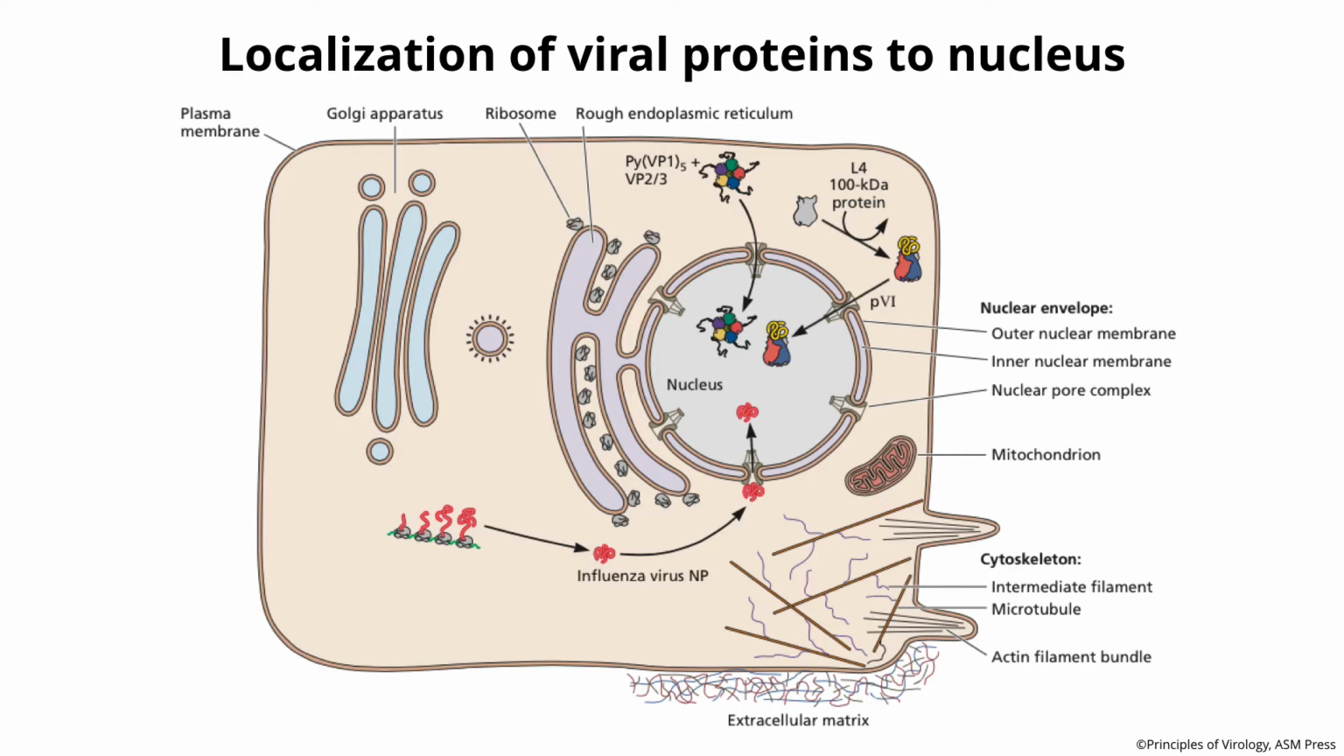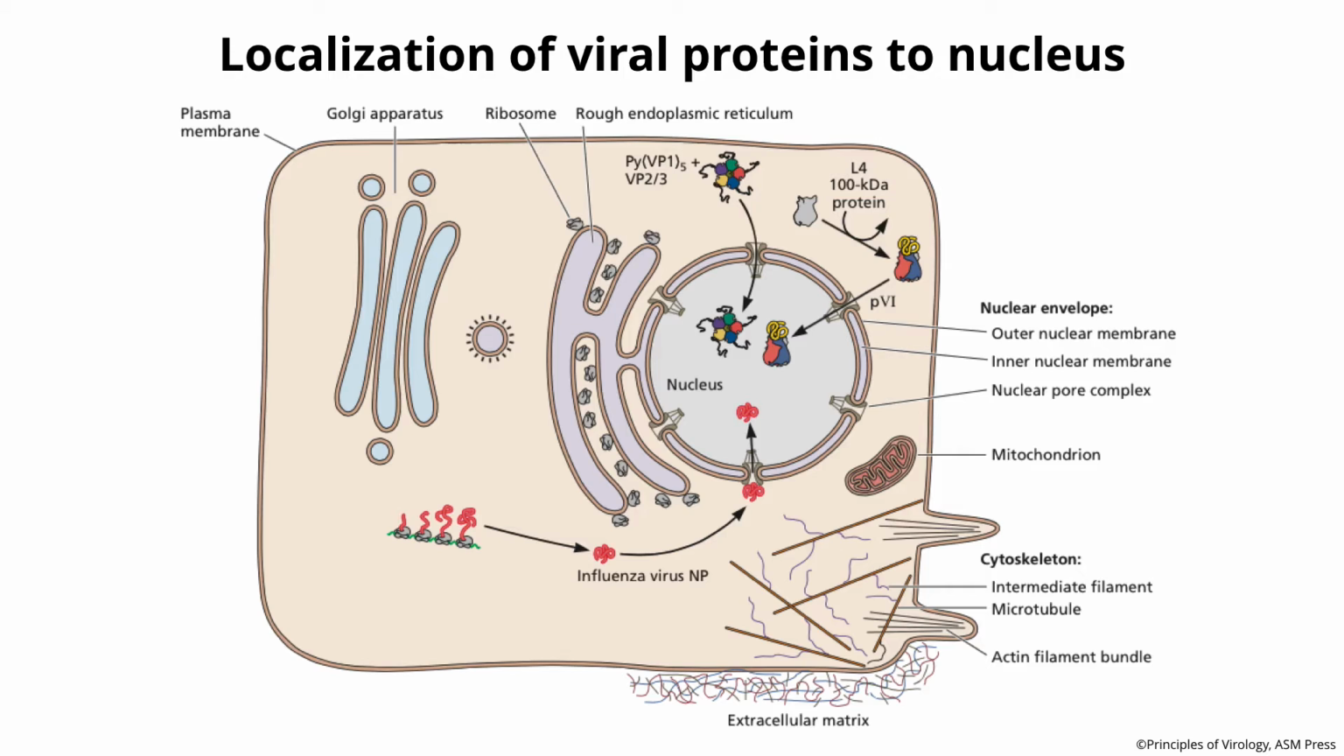Here are some examples of nuclear import. So we have influenza virus, which is unusual for an RNA virus in that it actually requires the nucleus for replication. Its nucleoprotein, the NP protein, is what coats the viral genome, of course, to make it a nucleocapsid. That's made in the cytoplasm, of course, as all proteins are, and it has to get in the nucleus to combine with the viral RNA. So it has a nuclear localization signal that imports it through the nuclear pore.